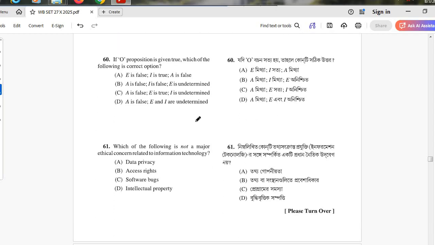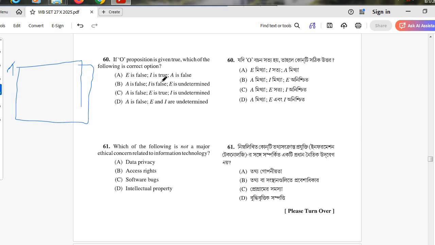If O proposition is given true, which of the following is correct option? O proposition, square of opposition के A E I O. O proposition is true. Which is correct option?